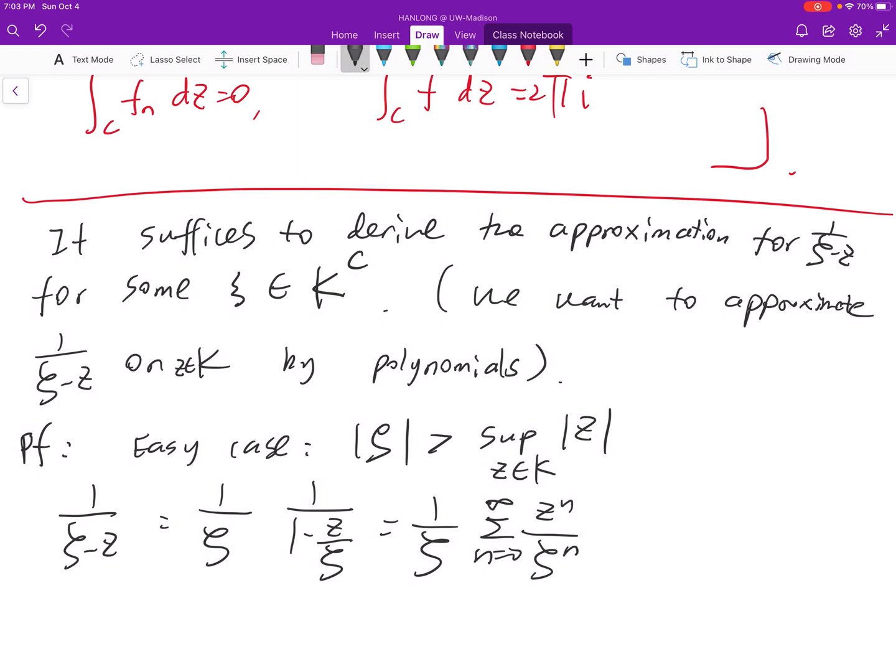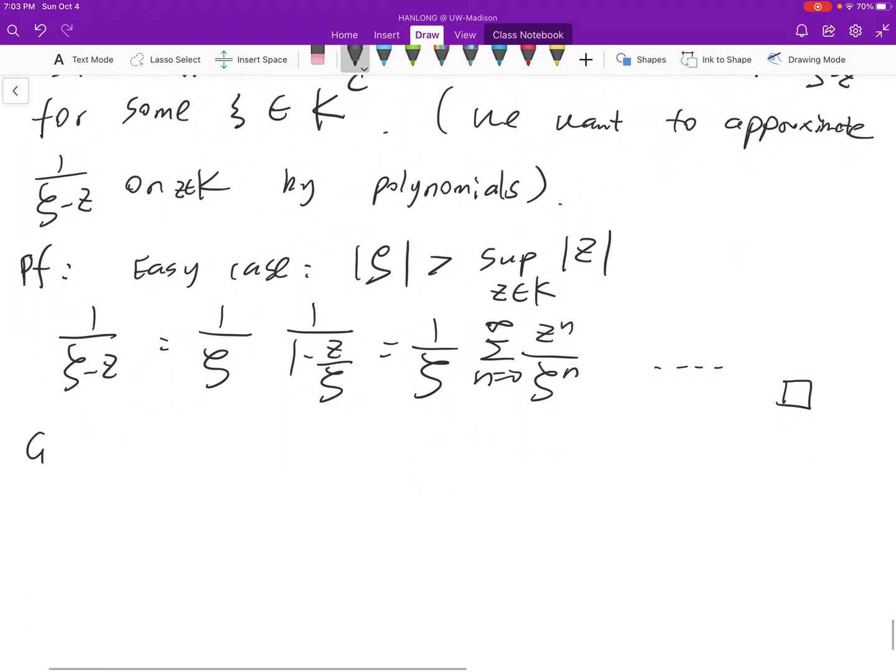Okay, then we can show this by the previous argument for the unit disk. You have a power series and you truncate it to a deep order. Then you have a large polynomial approximating your function. Okay, then next, the general case.